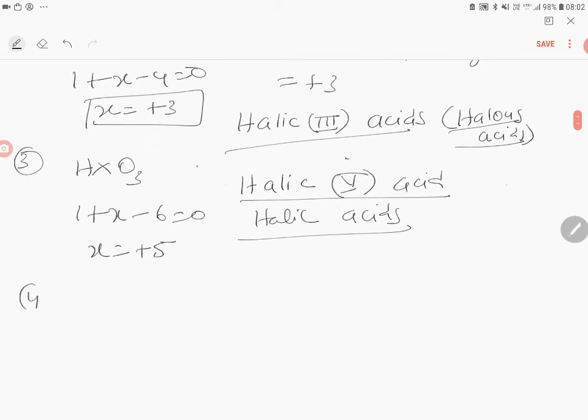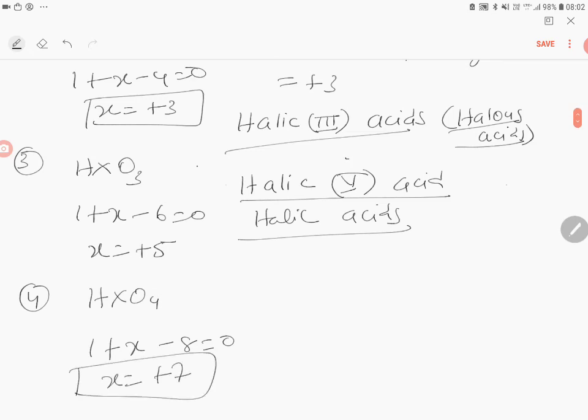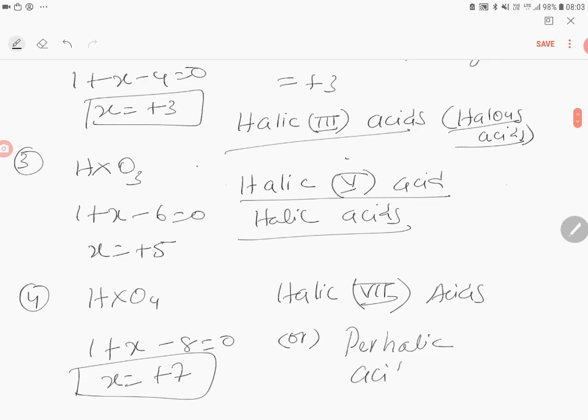Last one is HXO4: 1 plus X minus 8 is equal to 0, X equal to plus 7. So these acids are called halic(VII) acids, or they are known as perhalic acids.